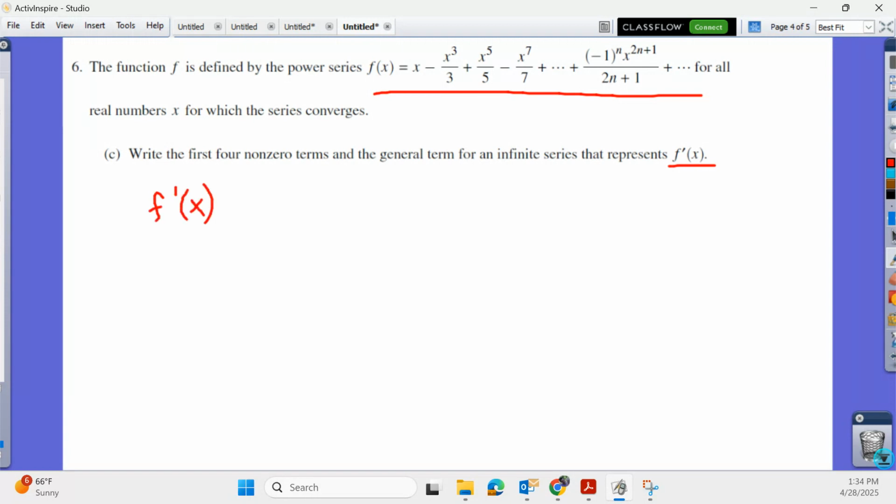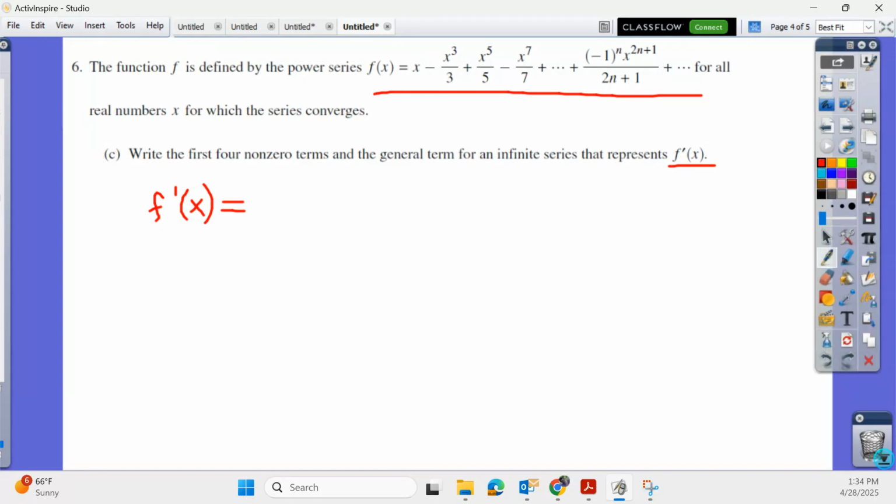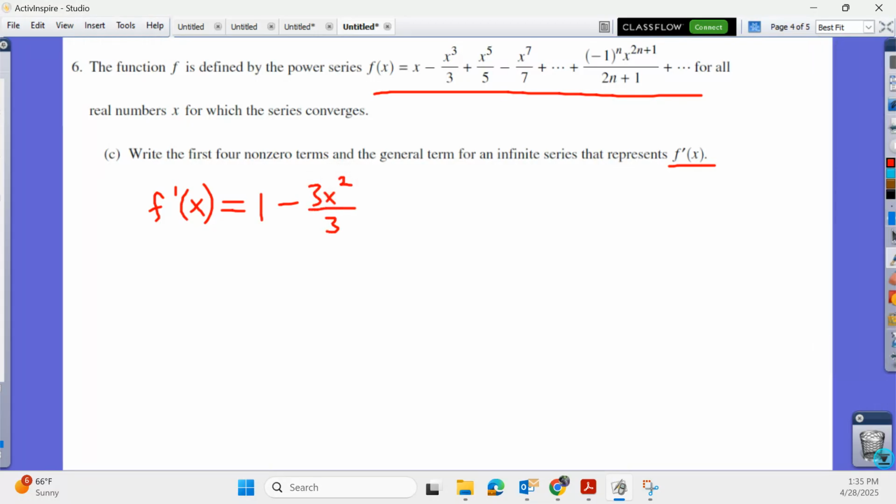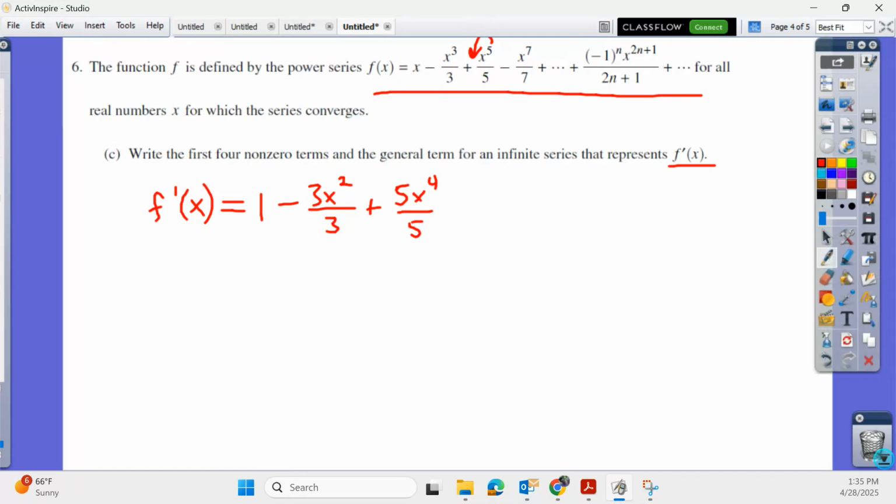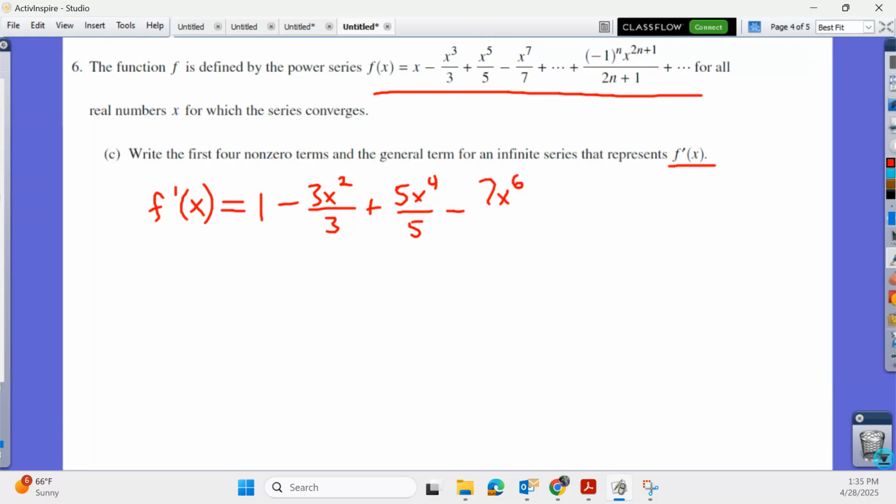F prime of x equals, and I'm just going to do the derivative of the first term, which is just 1, minus, and then the derivative of the second term, 3 times x to the second power over that 3, and then plus 5x to the 4th power over 5, right? I'm just doing the power rule. Bring the 5 down, subtract 1 from the power, and the over 5 stays. Okay, and then minus 7x to the 6th over 7. It says first 4 non-zero terms, 1, 2, 3, 4, I've got that.